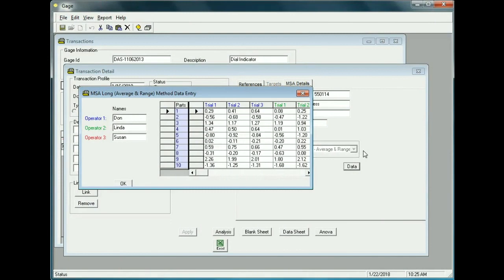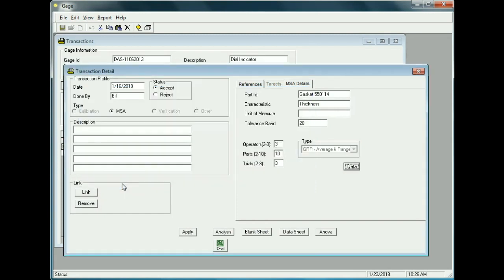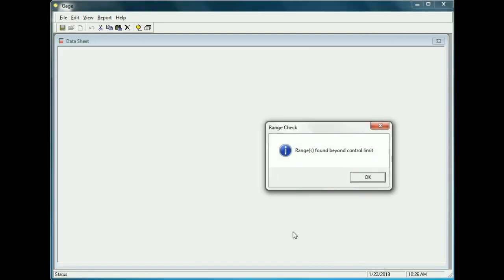So now we have the data set within the data entry grid for all trials, for all operators. At this point we would click on the OK button and then click on the Apply button, which saves it in the database. Now we can have a look at the various reports. We'll look at the data sheet, and you get a little pop-up here saying that the ranges are found beyond control limit, or one of the ranges anyhow.